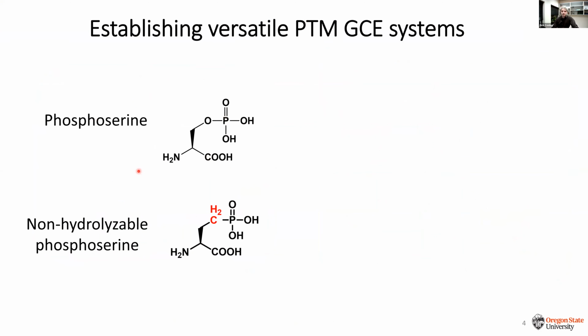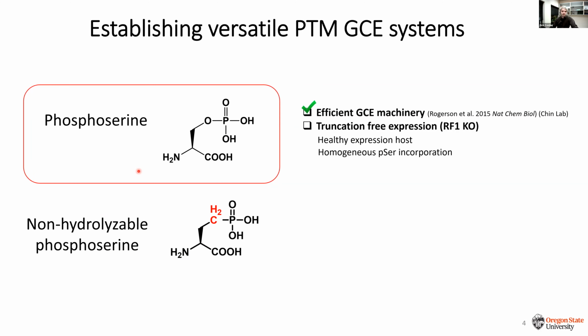And so as a lot of you, or some of you at least, probably know, several years ago, Jason Chin's group published what is probably considered the gold standard for encoding phosphoserine into proteins using genetic code expansion. And when we got that system in our hands in our lab in the center, it obviously has worked really well for us, and we've been able to make a lot of phosphorylated proteins. But we wanted to expand the versatility of the technology by creating a truncation-free expression system using a healthy expression host, as well as a host that permitted homogeneous phosphoserine incorporation.